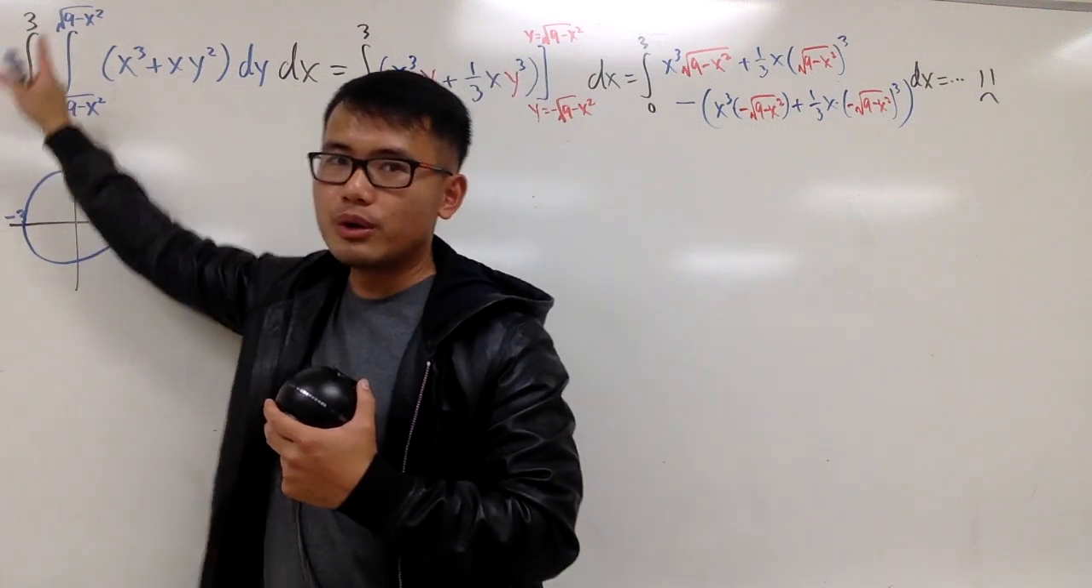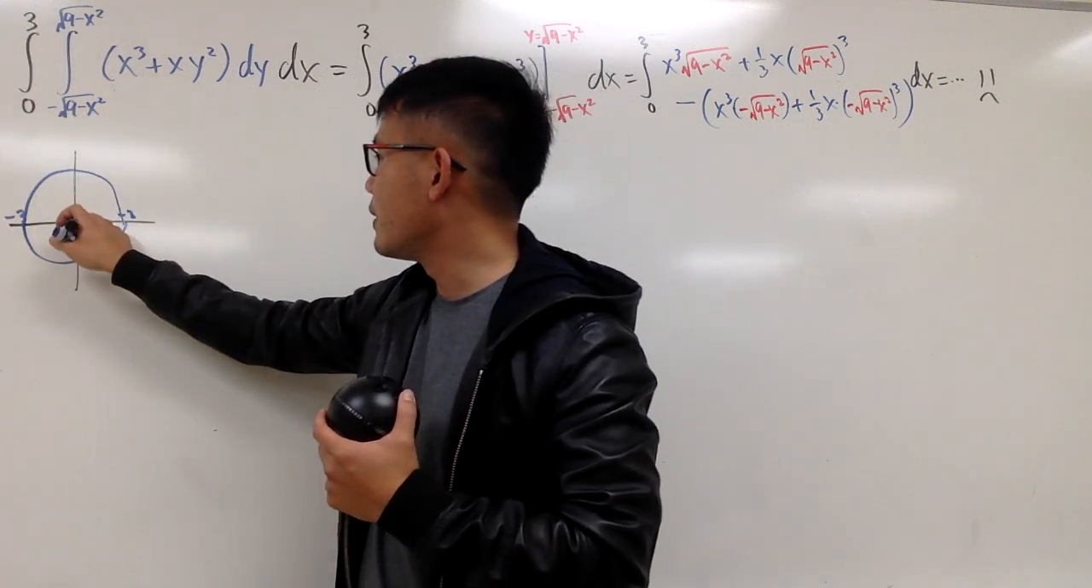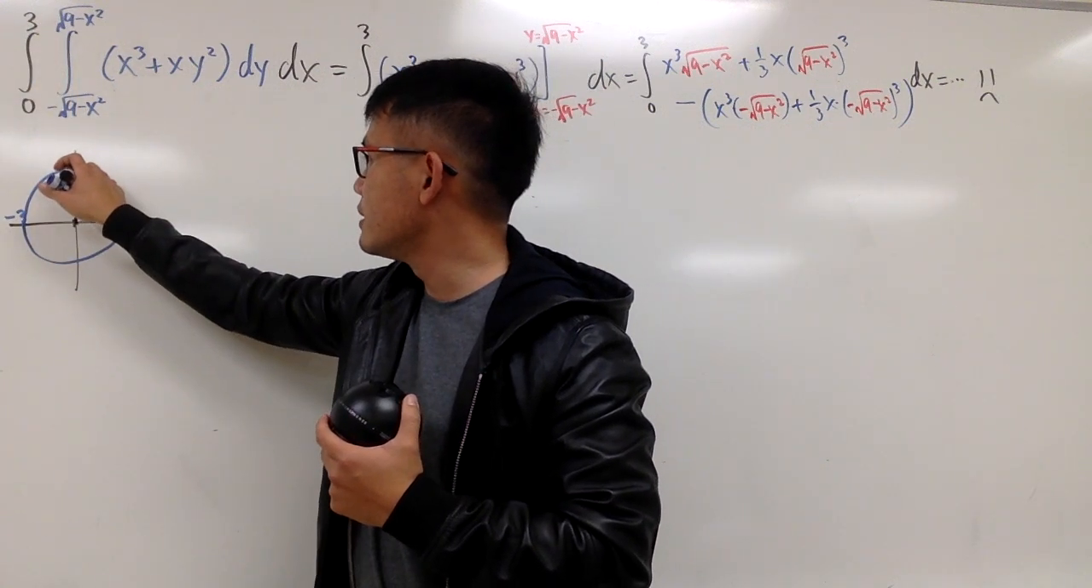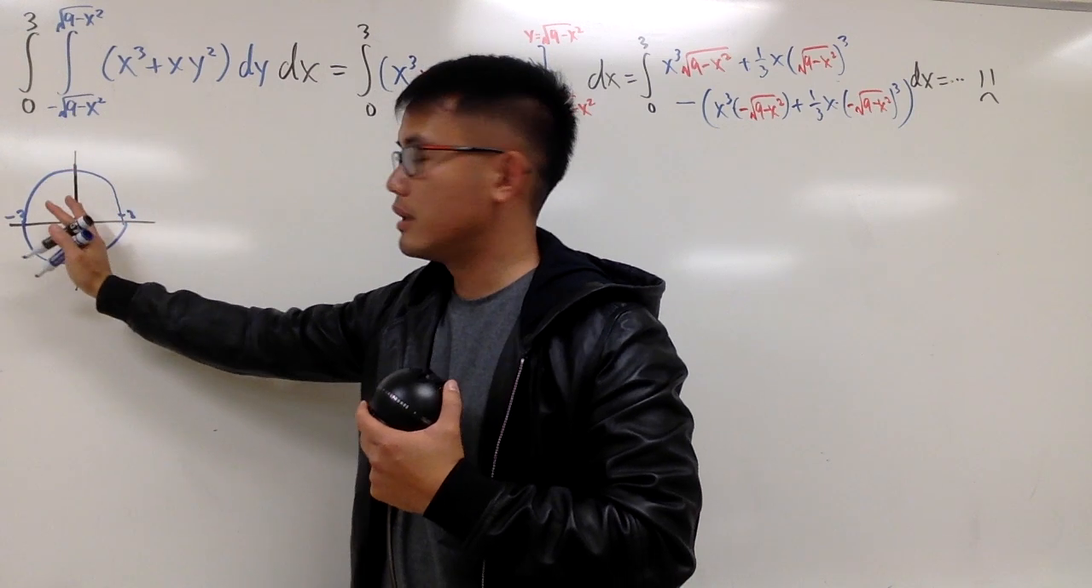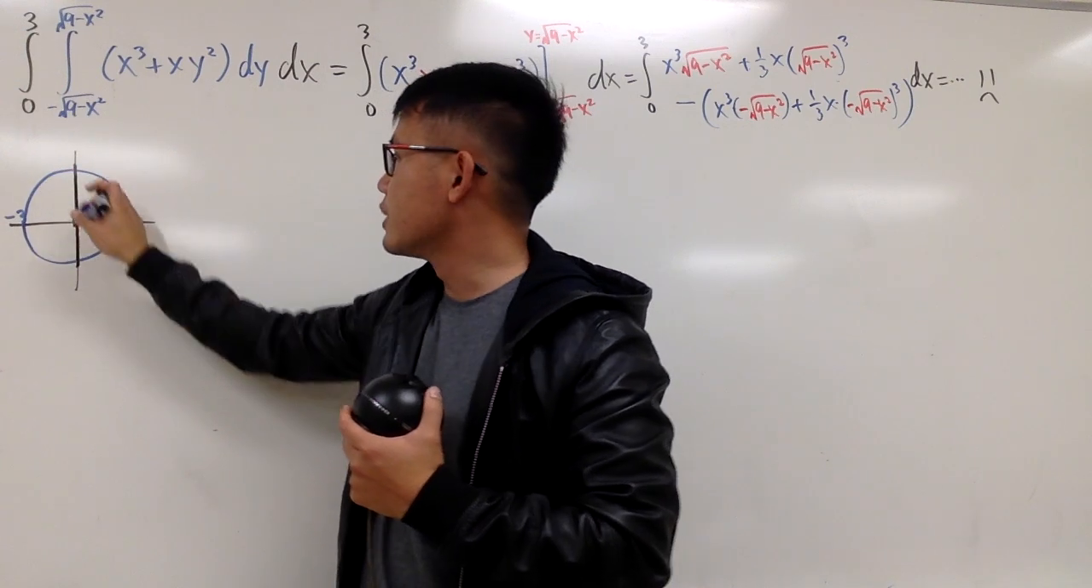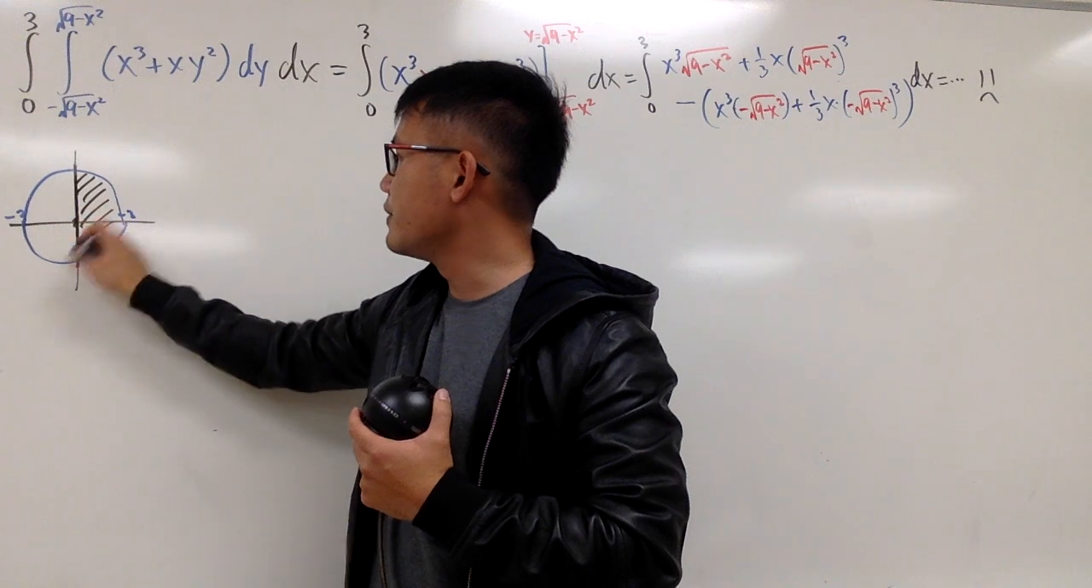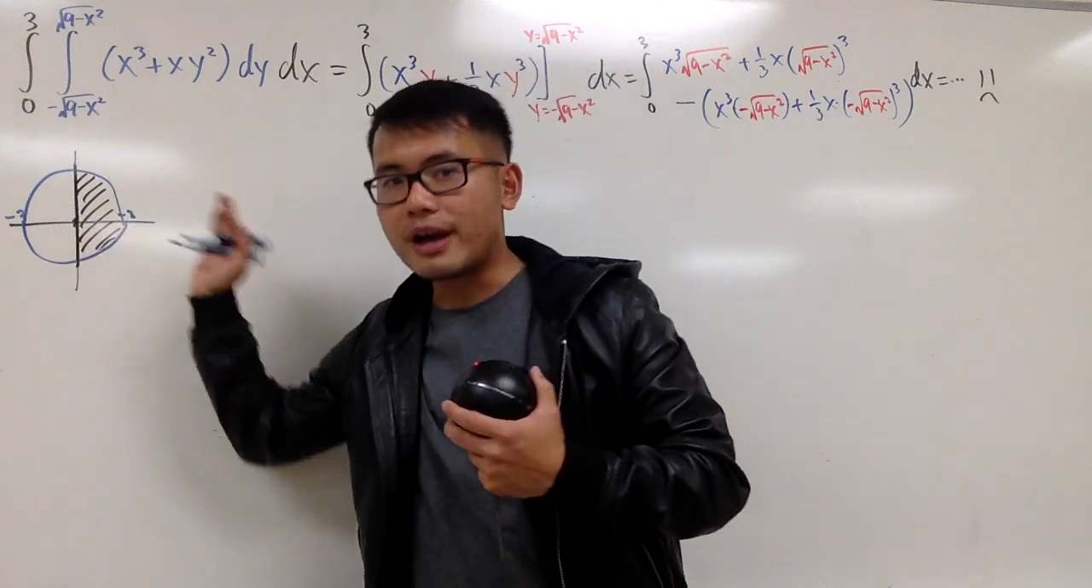X goes from 0 to 3, so that means we just care about from here, which is 0, right? This is x equal to 0, up to positive 3. So we just care about this portion of the circle, like the right half circle here.